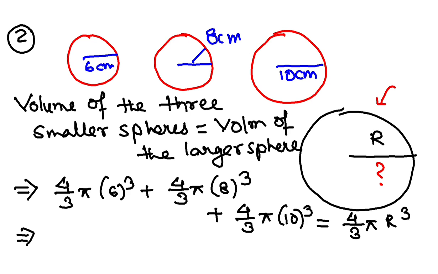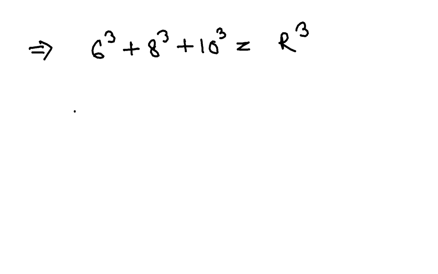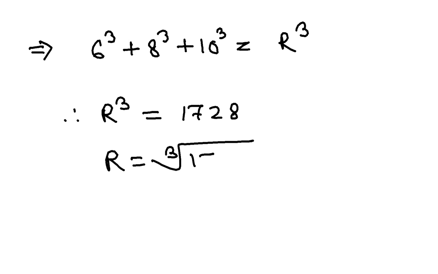So 4 by 3 pi is in all the terms, so I can cancel the term. So I'll be left with 6 cube plus 8 cube plus 10 cube equal to capital R cube. Let me write it clearly for you people. So I have 6 cube plus 8 cube plus 10 cube equal to capital R cube. So from here, capital R cube, if you add them, you will get 1728. So capital R is the cube root of 1728 and the cube root of 1728 is 12. So my radius is 12 centimeter. This is my final answer.